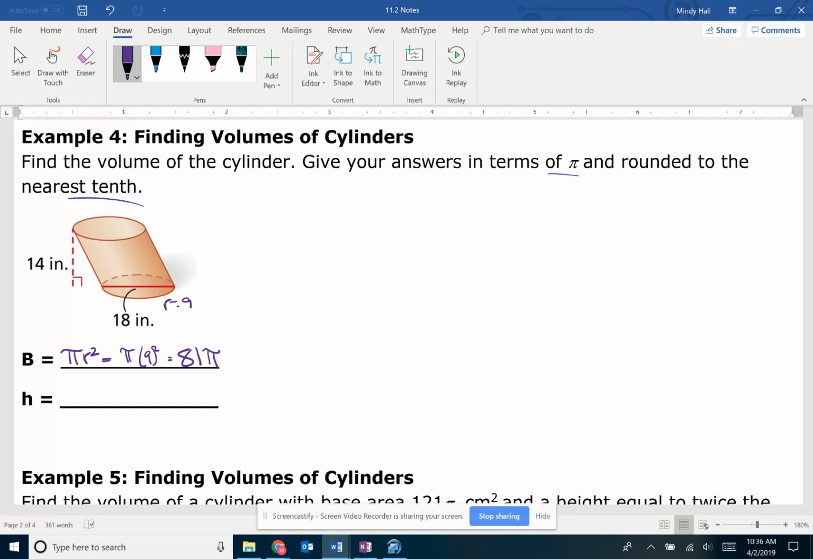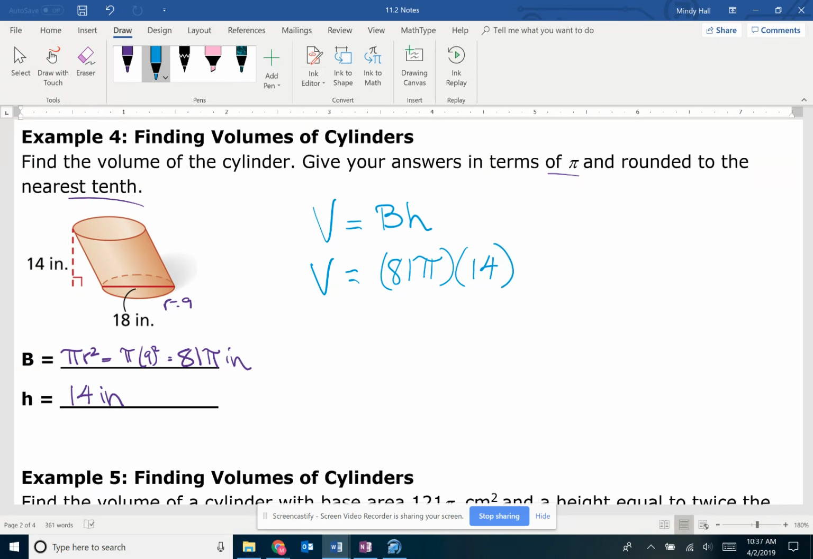So then for this, even though the cylinder is slanty, its height is 14 inches. And so we're still going to plug into the formula like we were before. So volume equals base area times height. My base area was 81 pi, and my height is 14. So then 81 times 14 is 1,134. Ooh, almost forgot the pi. So 81 times 14 is 1,134 pi.